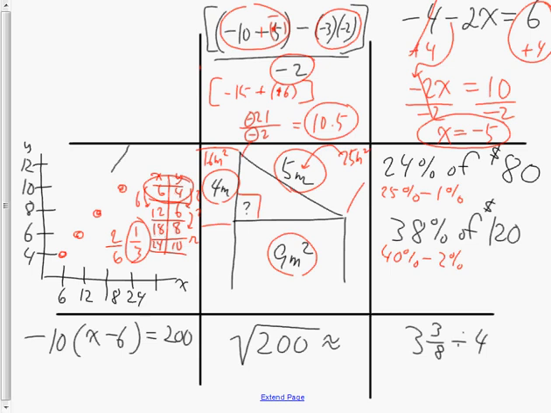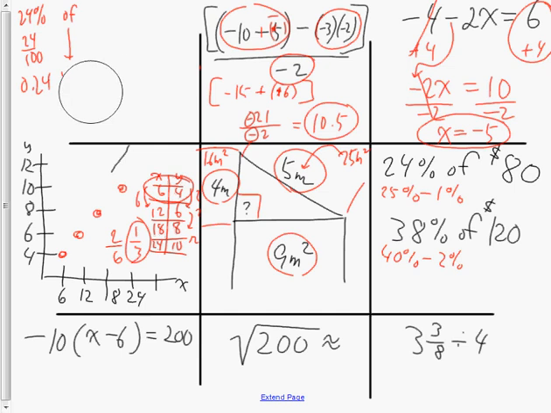Okay, so for the next one, 24% of $80. There are two ways you could do it. You could think of 24% as being 24 hundredths, which in decimal form is 0.24, and the word "of" you can think of as being multiplication. And you could actually multiply that out and get 19.2. Okay? And that would be $19.20.